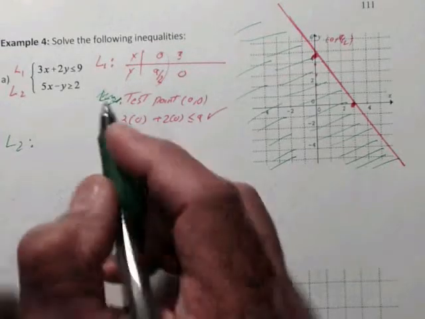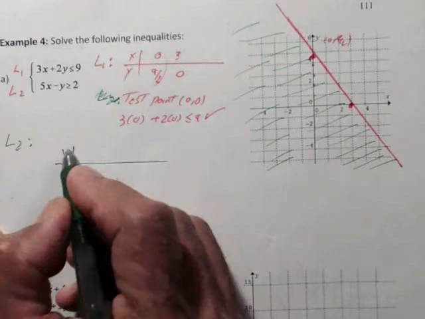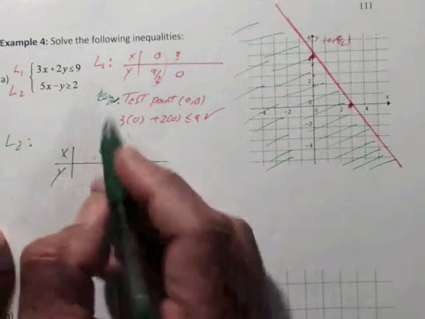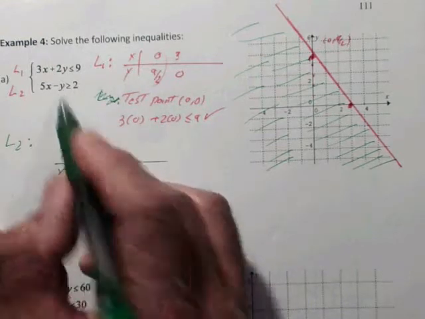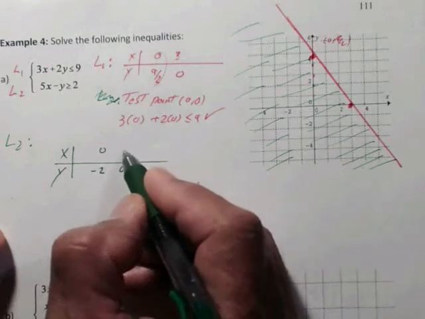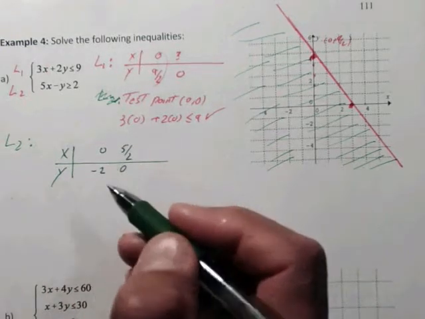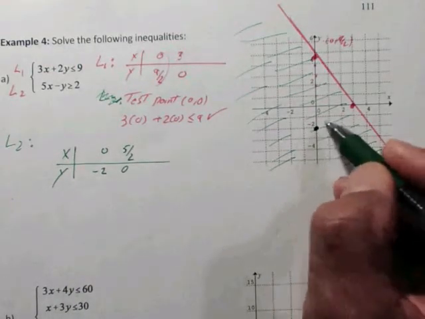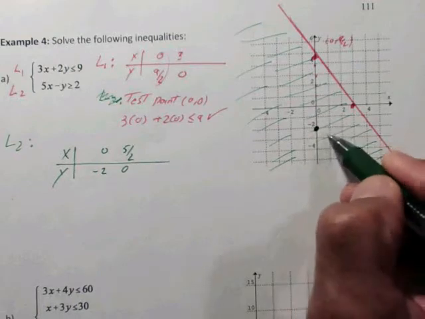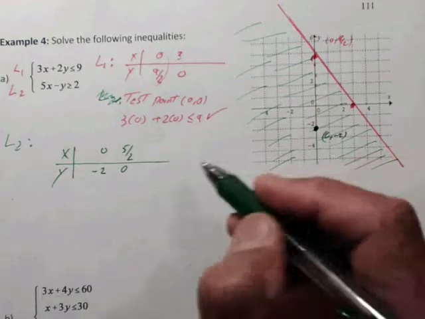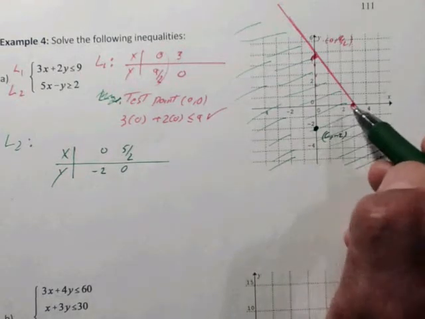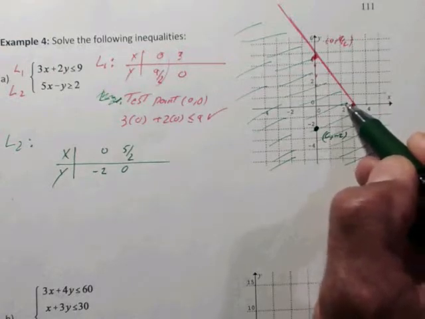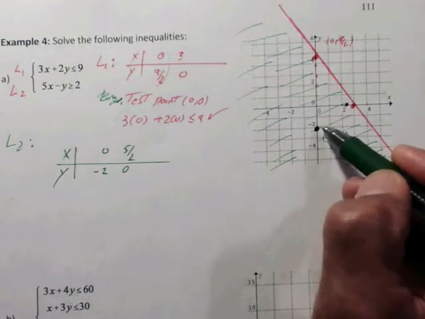So line L2 is the same. Put x equal to 0, I get y equal to negative 2. Put y equal to 0, you get x equal to 5 over 2, which is 2 and a half. So 0, negative 2 is right here. And 5 over 2, which is 2 and a half, and 0. Between 2 and 3, 2 and a half is right there.